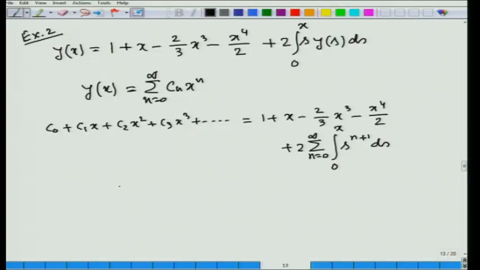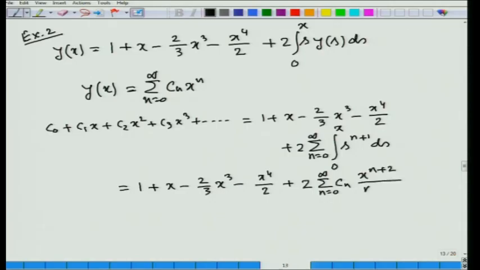So, after integration this is coming out to be 1 plus x minus 2/3 x cube minus x to the power 4 by 2 plus 2 sigma n running from 0 to infinity c n x to the power n plus 2 divided by n plus 2. Here I have missed the c n term, this is c n. So, that means we have this particular series.